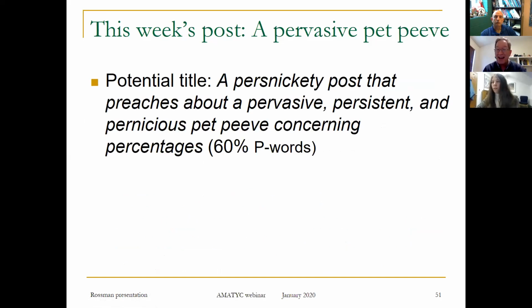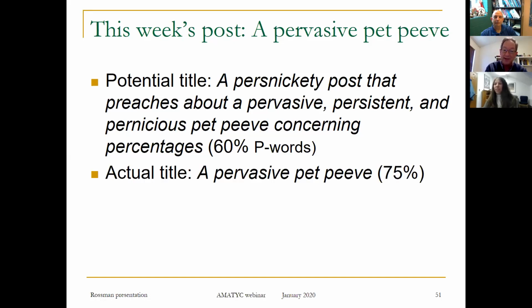So I thought about titling this week's post a persnickety post that preaches about a pervasive, persistent, and pernicious pet peeve concerning percentages. I try to be cute and funny in my posts. It's up to readers to decide whether I succeed or not, but there's an attempt. Turns out that 60% of the words in that potential title begin with P. In the actual title I used, a pervasive pet peeve, 75% of the words begin with P.